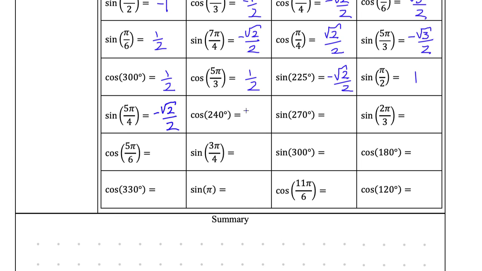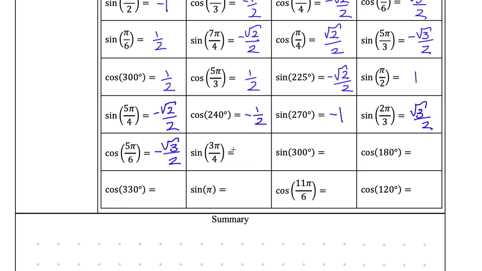Cosine of 240, cosine is the x-coordinate of 240 degrees. That's one I forgot last time. 240, I think, is right there, and cosine is going to be negative 1/2. 270 degrees is straight down. That's going to be negative 1. Sine of 2 pi over 3, the sine is going to be square root of 3 over 2. Cosine is the x-coordinate of that one, so that's going to be negative square root of 3 over 2.